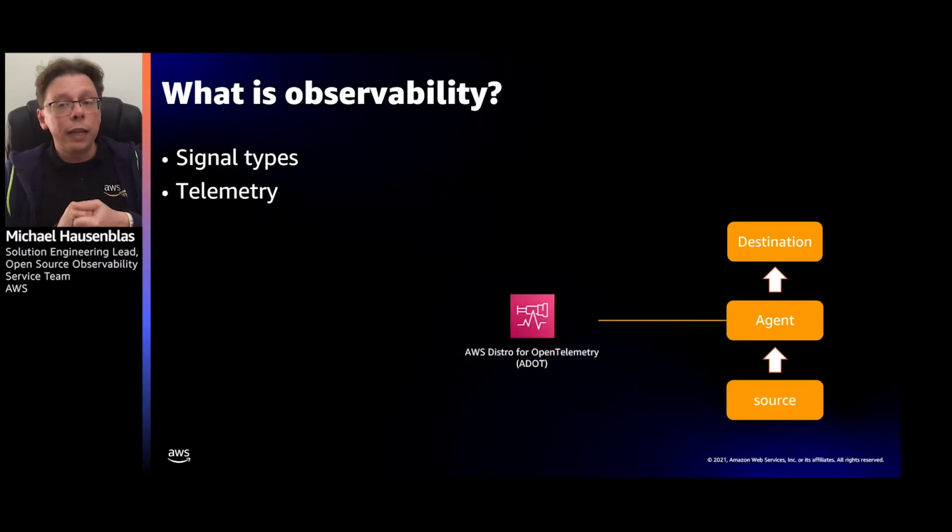In the context of agents, we are moving into a time period where you effectively have a standardization, consolidation of agents. Pretty much everyone out there is moving towards OpenTelemetry. So our AWS Distro for OpenTelemetry, or ADOT, is such an example for an agent.